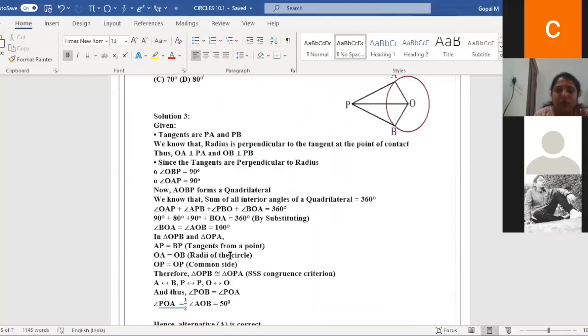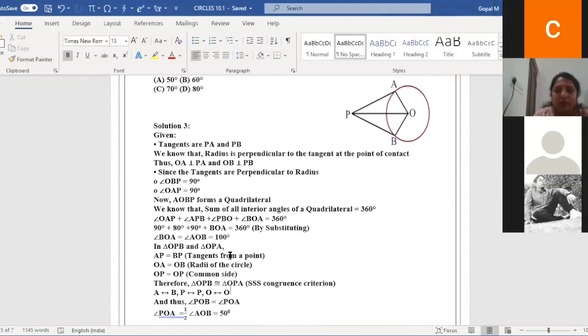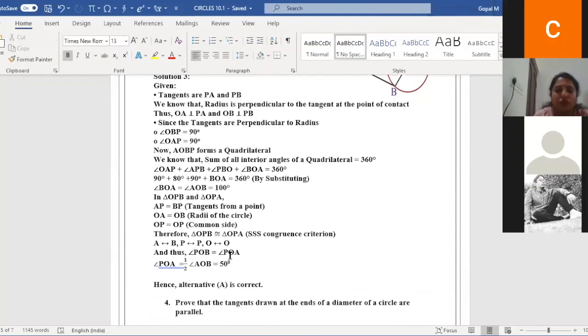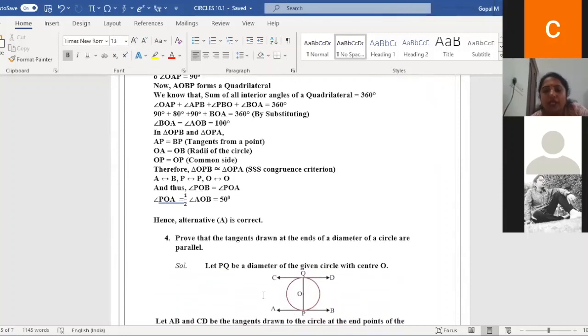Yes, ma'am. Fourth question. Prove that the tangents drawn at the ends of a diameter of a circle are parallel. So here we need to prove that these two, here PQ is the diameter. This passes through the center O. PQ is the diameter. CD and AB are two tangents drawn at the ends of the diameter.